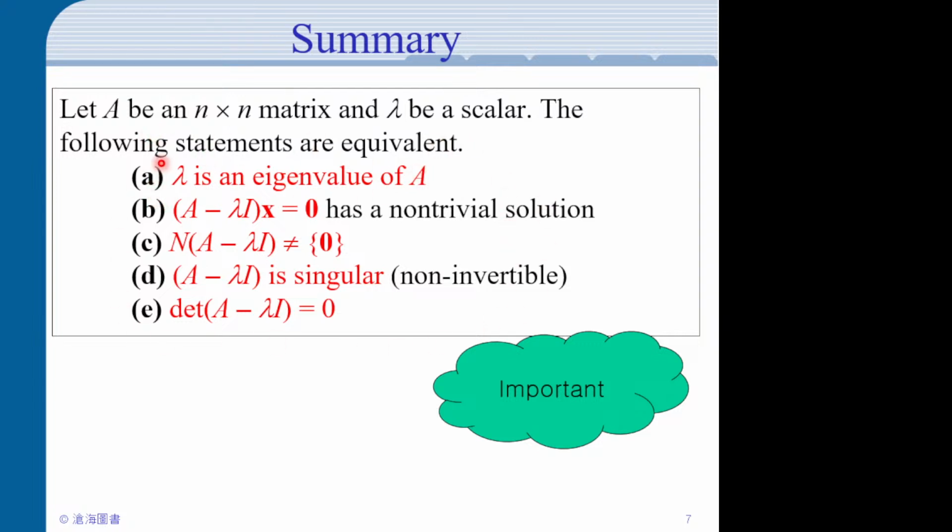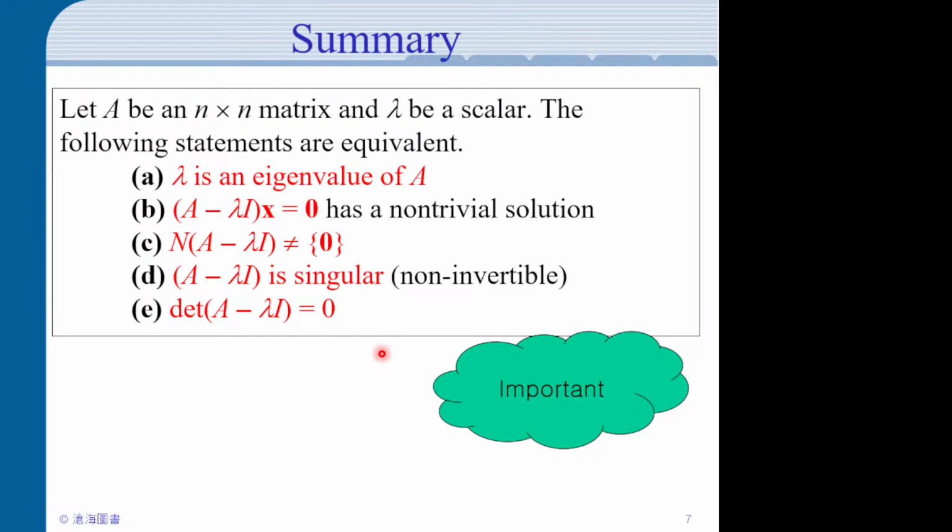So if lambda is an eigenvalue of A, then from the eigenvalue equation we have Ax equal to lambda x for some x. That means that (A minus lambda I)x equals 0 with some non-trivial x. This means the null space of A minus lambda I contains this non-trivial x, so it's not all 0, and this also means A minus lambda I is singular. That means the determinant of A minus lambda I is 0.